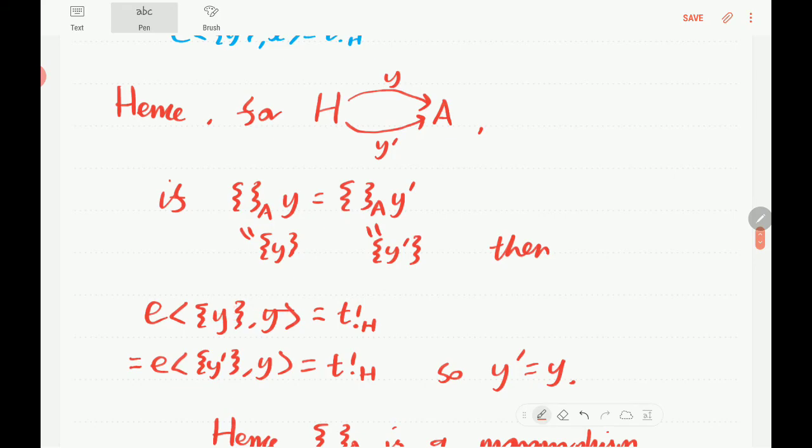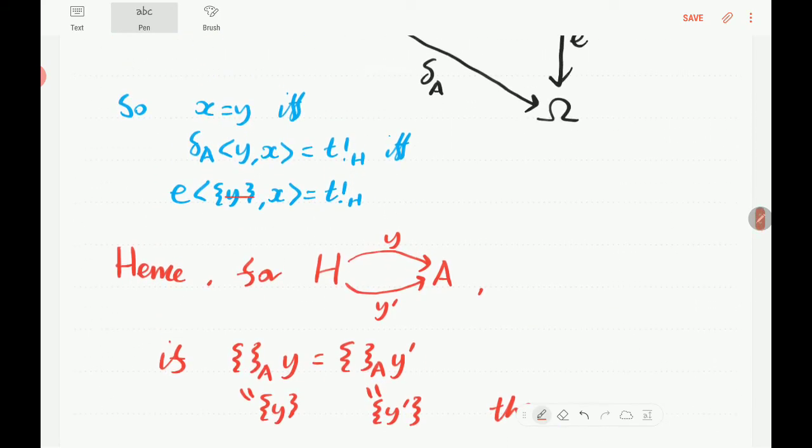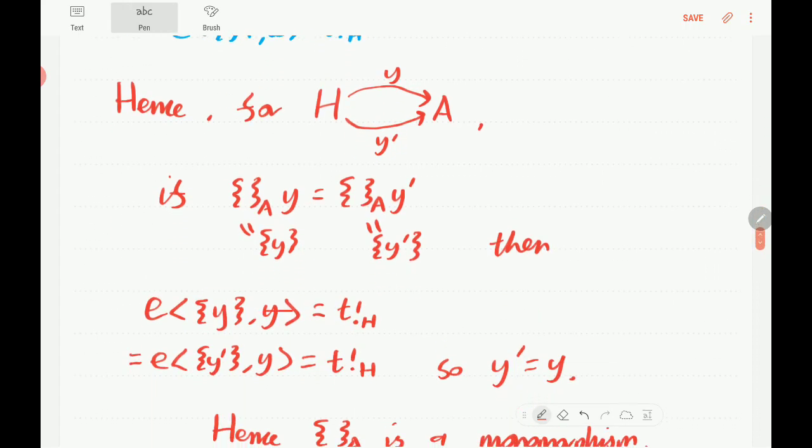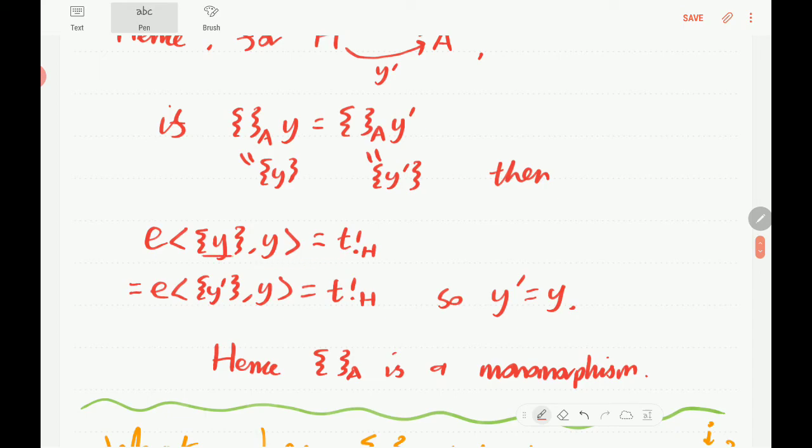So, of course we have y equals y. So yes, sorry, I should say because these two things inside are equal, this does indeed send everything to true. But also, because we're assuming that y in curly brackets is equal to y dash in curly brackets, this must be equal to e after y dash in curly brackets comma y. And so that must also send everything to true. So we must have that y dash equals y. So we started by supposing that doing curly bracket subscript a after y equals doing curly bracket subscript a after y dash, and we ended up with y dash equals y. And that shows that curly bracket subscript a is indeed a monomorphism.